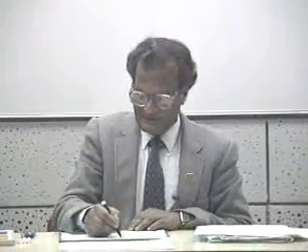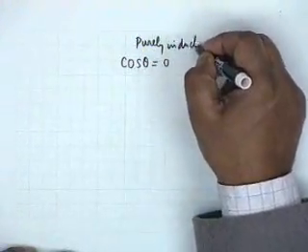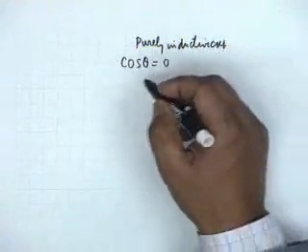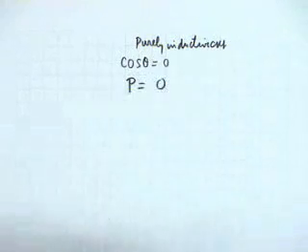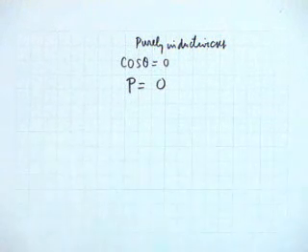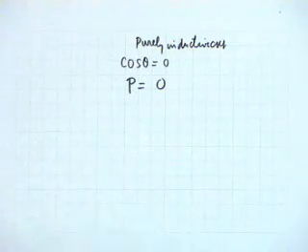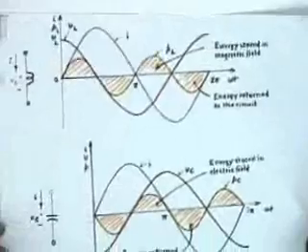Now, if you consider a purely inductive circuit, cosine theta is 0, and therefore power absorbed is 0. This does not, however, mean that energy for all times to come is 0. No. What it means will be shown by means of this figure.